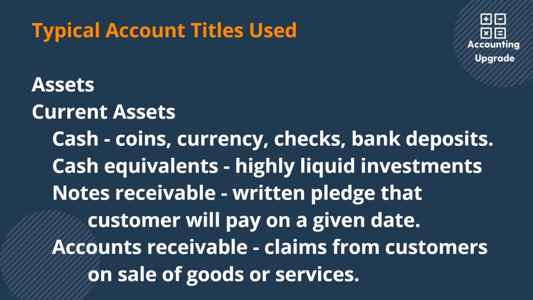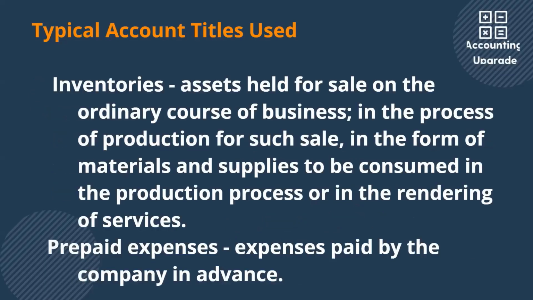The current assets may include cash, which are coins, currency, checks, and bank deposits. Cash equivalents, which may include highly liquid investments such as the 3 months deposit. Notes receivable, which are written pledges that a customer will pay on a given date. And then accounts receivable, which are claims from customers on sale of goods and services. Another example of a typical account used is inventories, which are assets held for sale in the ordinary course of business or in the process of production for such sale, in the form of materials and supplies to be consumed in the production process or in the rendering of services.